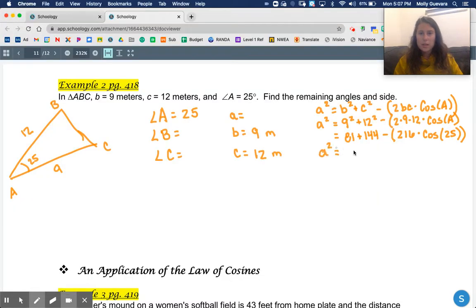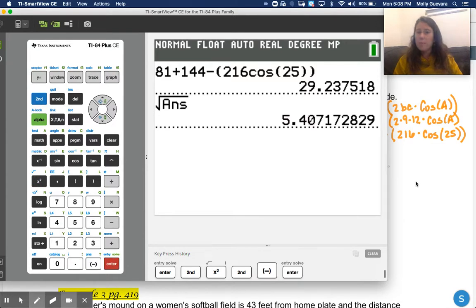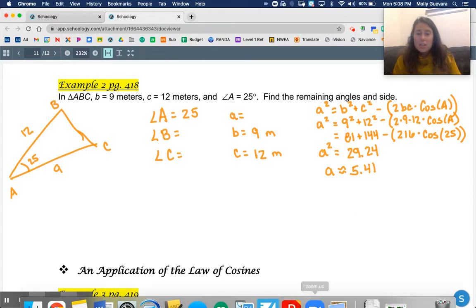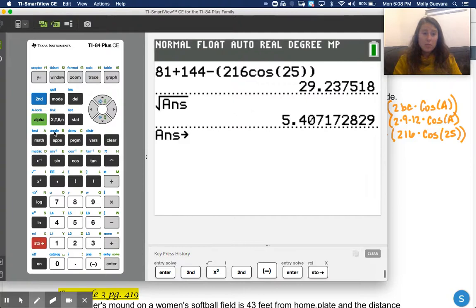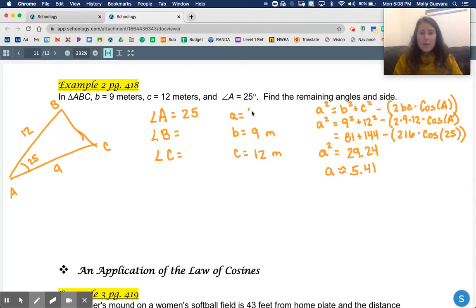So a squared is equal to 29.24. Now I have to take the square root of both sides. So I'm going to take the square root of my answer, hit enter, and I get 5.41-ish. And that's A. So I'm going to store it as A. Now that I know A, 5.41 meters, I do know an angle and the side across from the angle. So now I can use law of sines to find either side B or angle B or angle C.